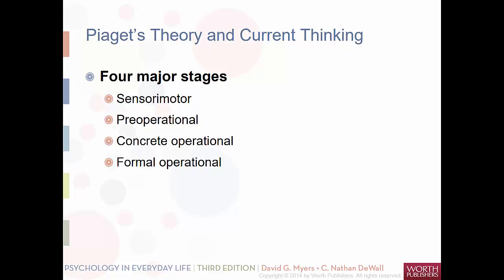Concrete operational is 7 to adolescence. They can think logically about concrete objects and situations. Formal operational, adolescence through adulthood, they think logically about abstract principles.